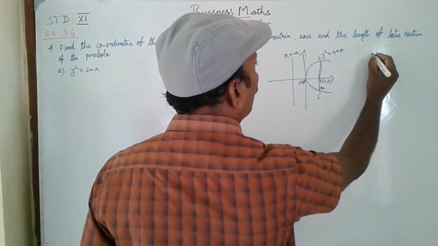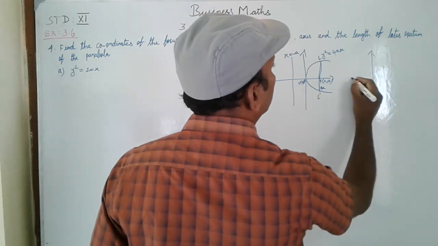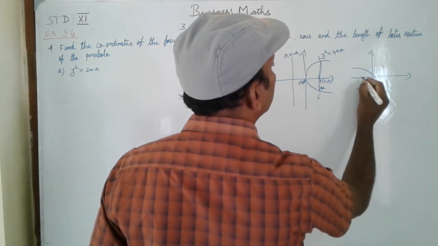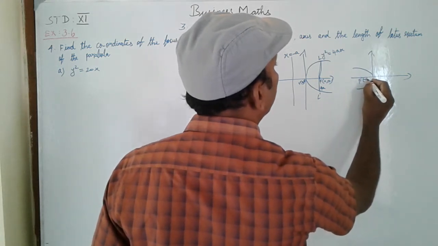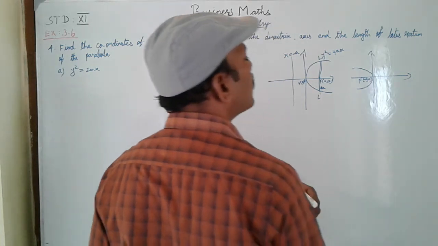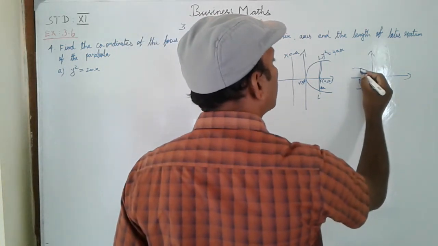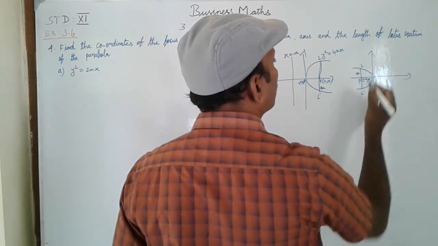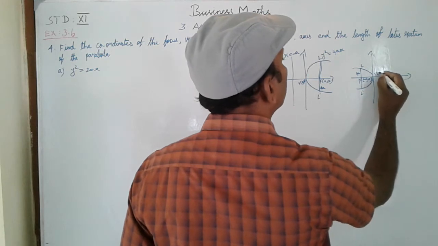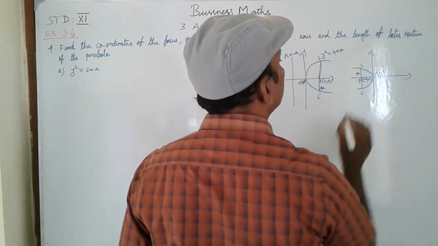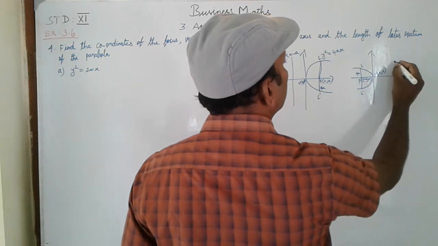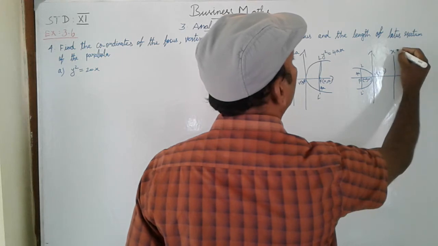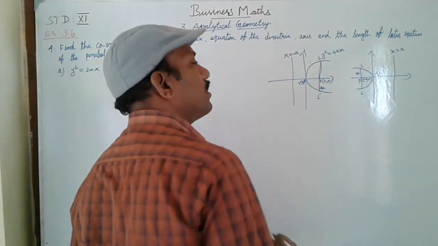Next, open leftward. The focus is F of minus a comma 0. Its latus rectum is the same length, L dash 4a. Vertex V of 0 comma 0 is the vertex. Directrix is x equal to a, on the right side.